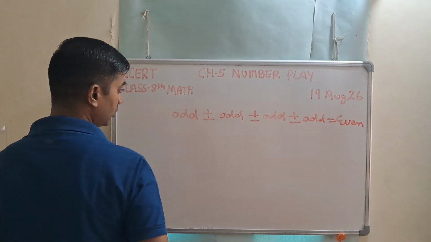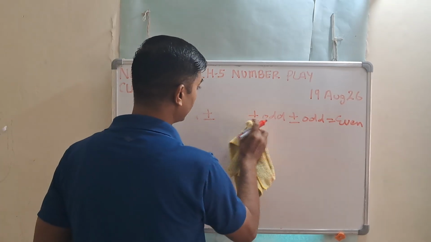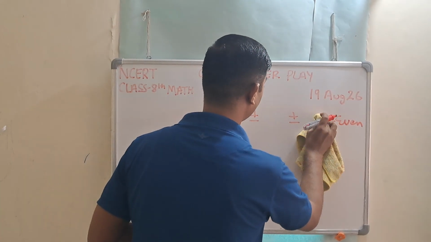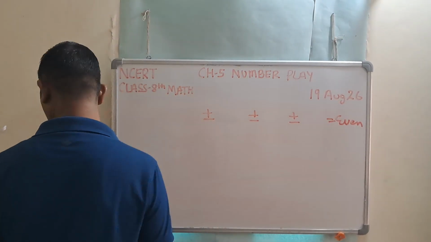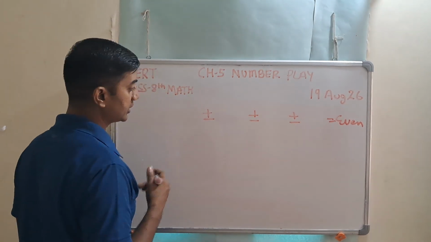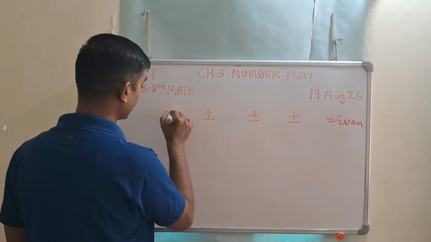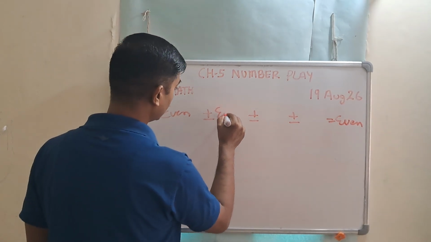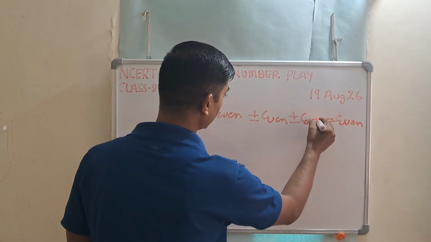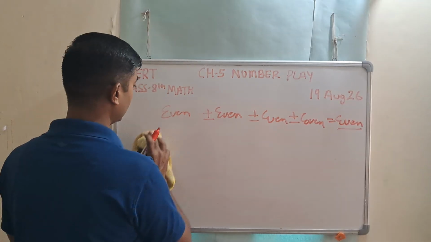Understood? Now, if we write, what are the possible combinations of these four? We will see. There are 8 possible combinations. Understood? 8 possible combinations. Now see, even, even, even, even. Your result will be even. Understood?